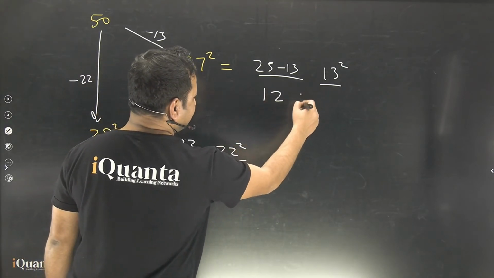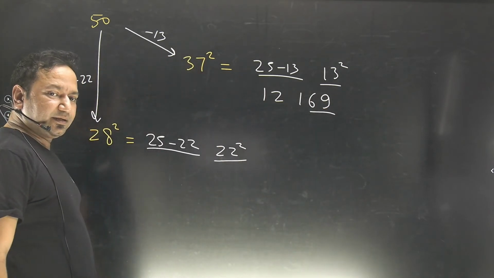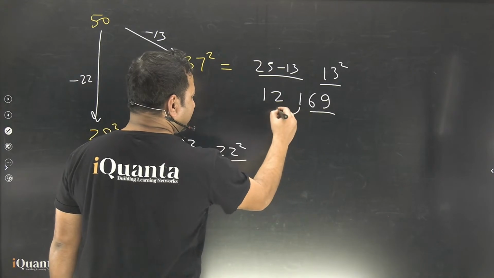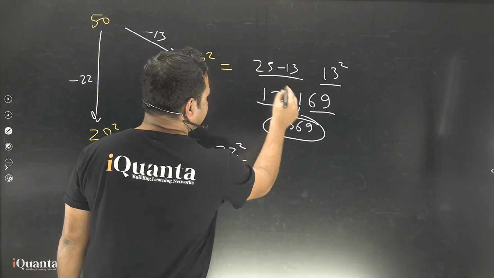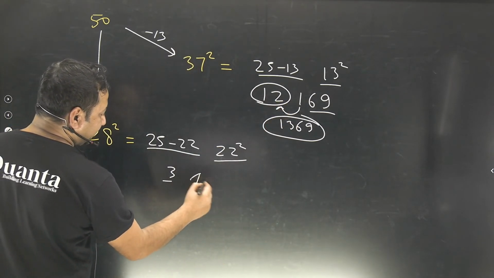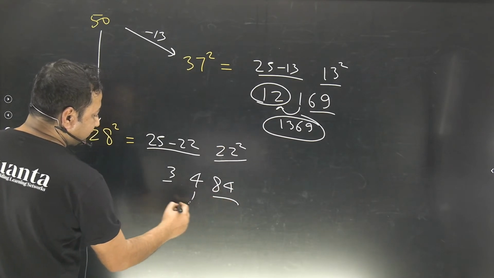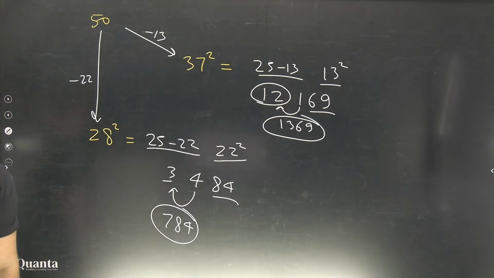12, 13 square is 169. Square of 13 is 169. 1 goes here. We get 1369 as the answer. Similarly, 3, here we have 484. 84 stays, 4 goes here. We get 784 as the answer. Clear? Understood, everyone?